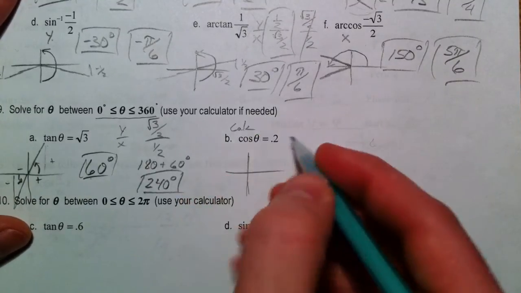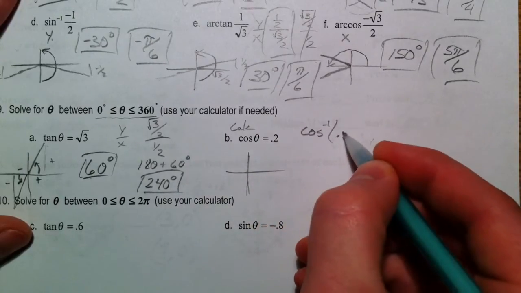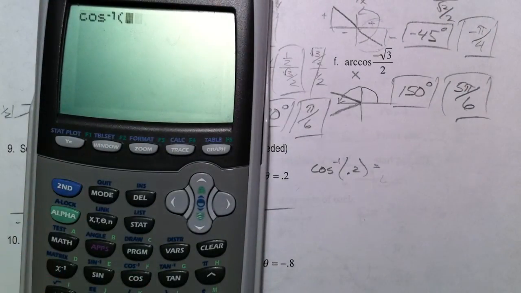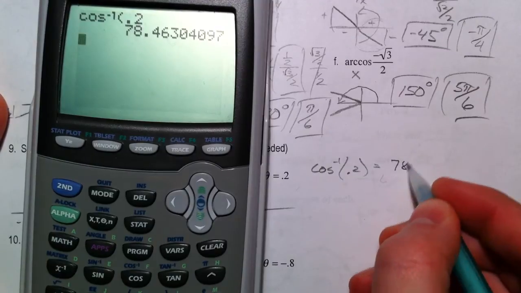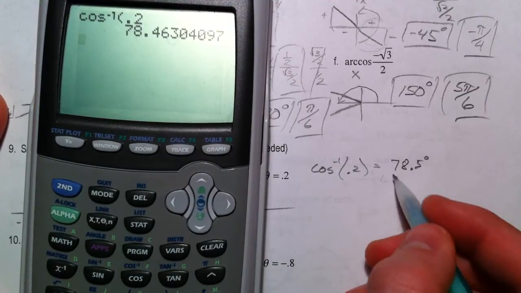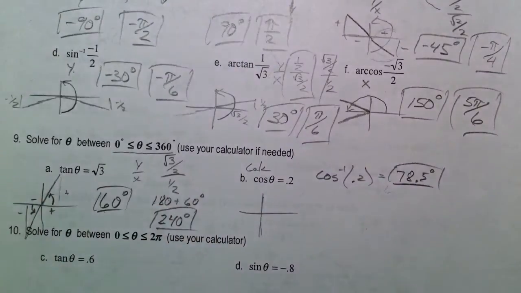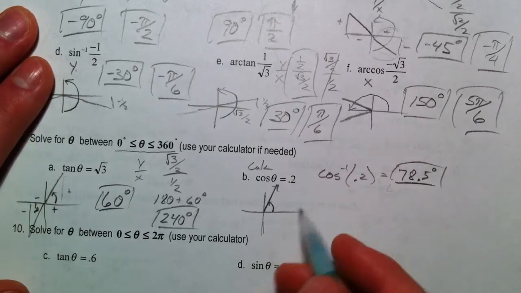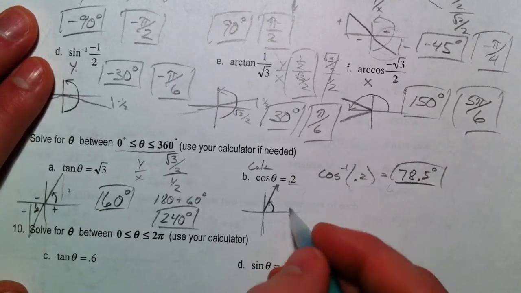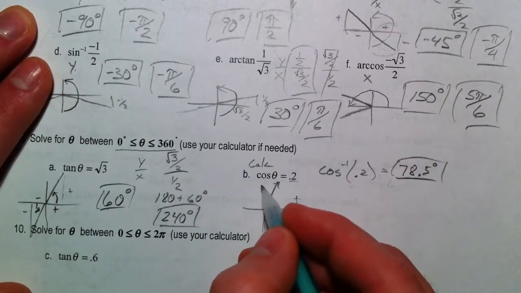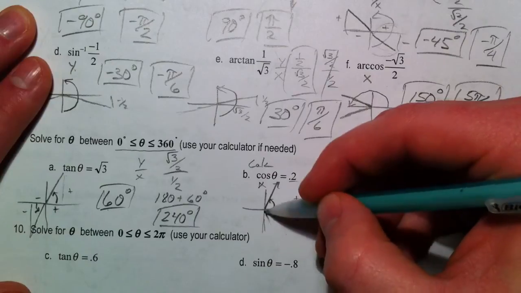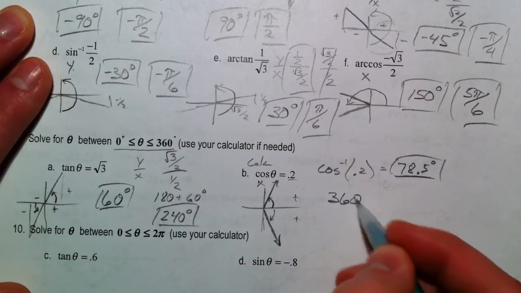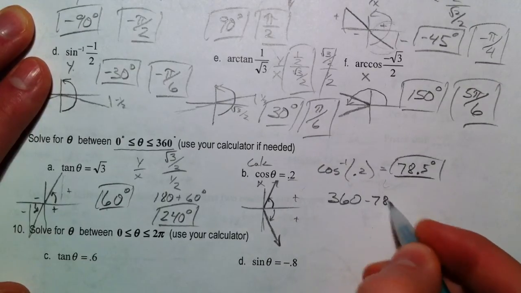This one you need a calculator. Inverse cosine of 0.2: hit the second and then the cosine, and make sure you are in degree mode here. It gives us 78.5. So I'm going to draw this 78.5 like this. Where else is the cosine positive? It's positive here because it's the x value. And so we're going to do 360 minus 78.5.